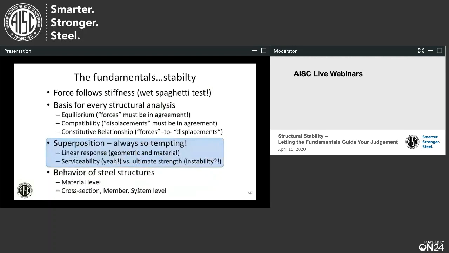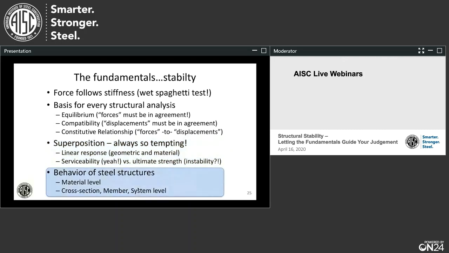Next up on my fundamentals is superposition. It's always so tempting to do this, just add up the effects, and it works fine as long as you have a linear response. Under serviceability conditions, everyday loads, yes, superposition is fine. On the other hand, when you start to talk about ultimate strength, when you talk about when a thing's going unstable, then the rules of superposition tend to break down. So you've got to ask yourself, all right, I'm applying superposition. Is it fair? Should I be?